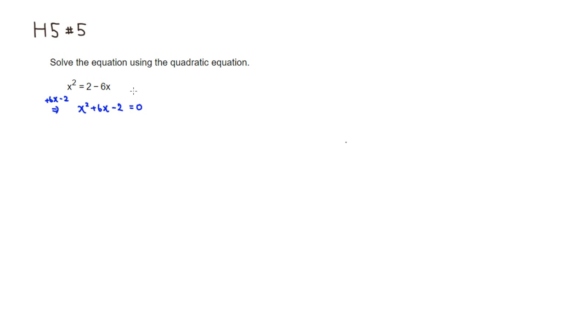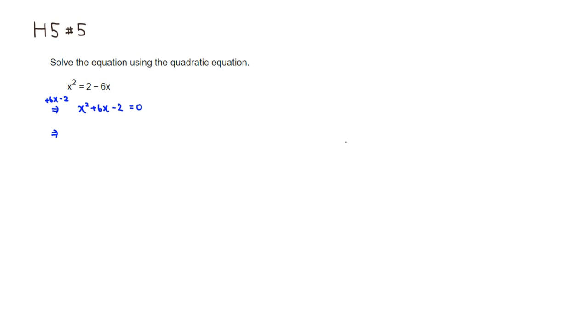Then we have to think about how to factor this. But you can see that there are no integers whose product is -2 and whose sum is 6, because it's going to be 1 and 2. So what we need to do is try the quadratic formula.